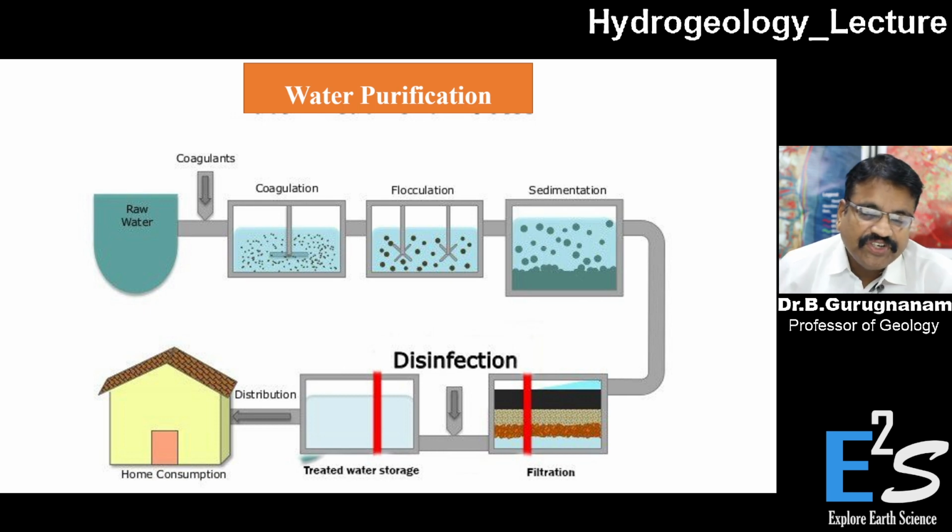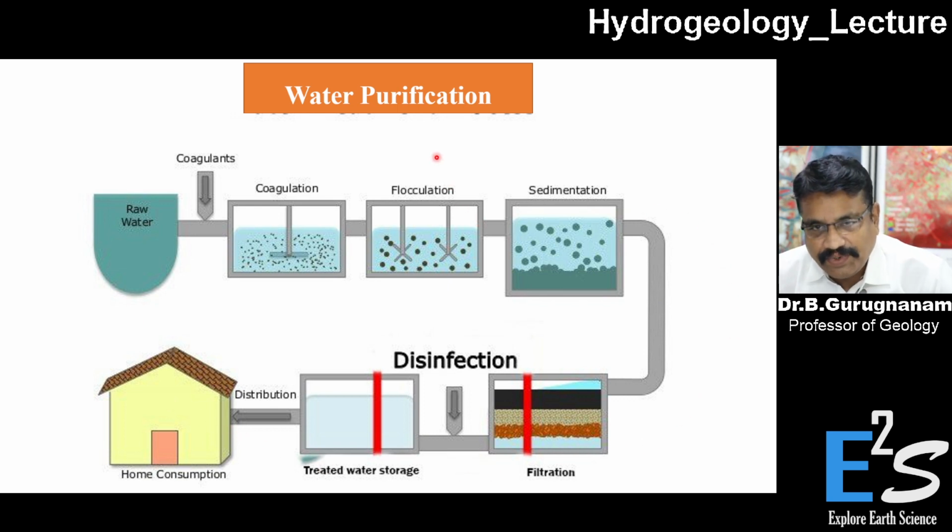Here the picture shows the various processes of water purification. The raw water is taken and then processed by various methods, which we will discuss one by one: coagulation, flocculation, sedimentation, filtration, and then treated water, which is distributed. We will see how the aeration is done, how the sediment settlement is done, how the disinfection is done, and how the water is supplied.